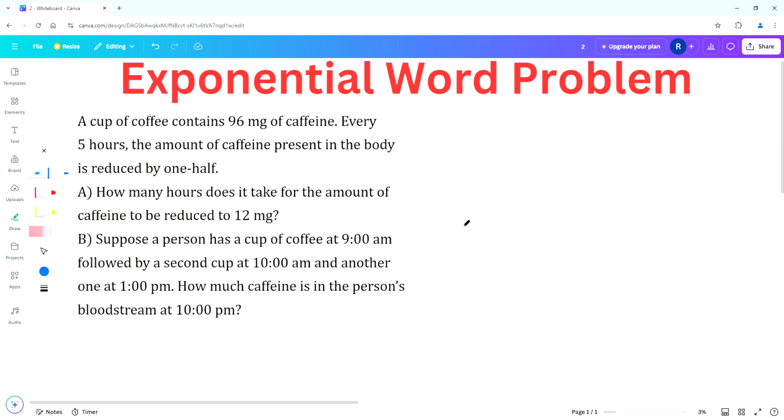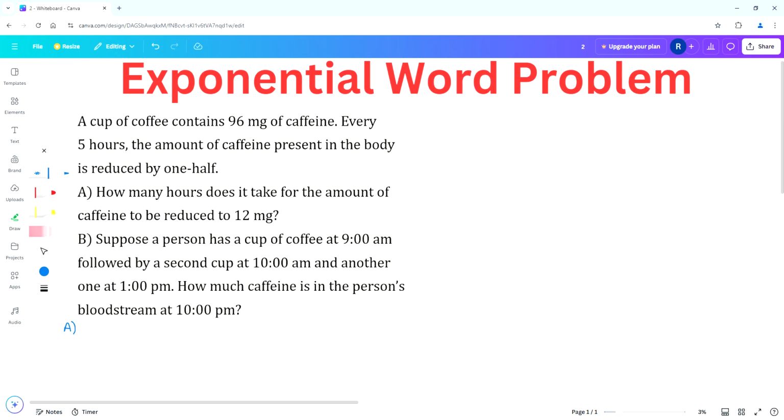In this video, we'll solve this exponential word problem. As per the problem, a cup of coffee contains 96 mg of caffeine. Every 5 hours, the amount of caffeine present in the body is reduced by 1/2. In part A, we have to find how many hours it takes for the amount of caffeine to be reduced to 12 mg. So let's start with part A.